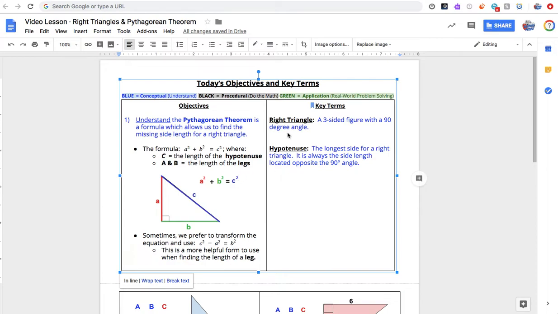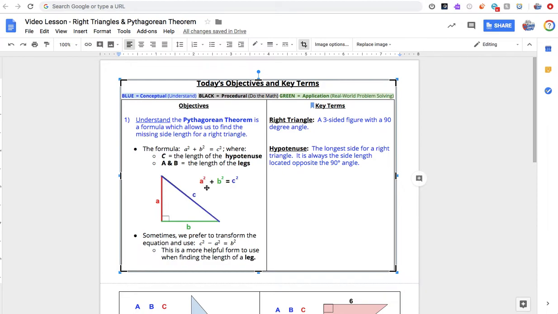Important vocabulary to know: right triangles are any of the triangles that have a 90-degree angle. You'll see a little box like this. And a new word, hypotenuse, refers to the longest side of a right triangle. In this case, and always, it's going to be C. For this right triangle, the blue side, C, is the hypotenuse because it's the longest.